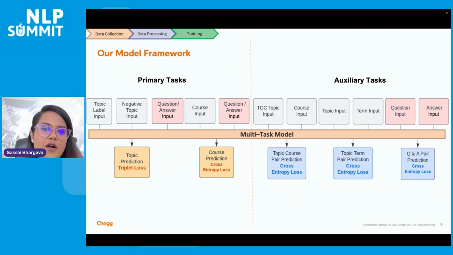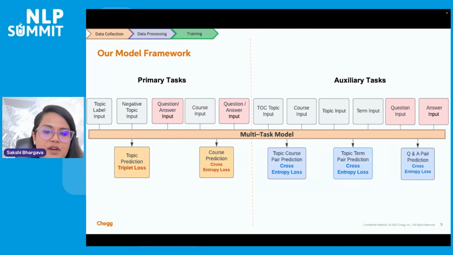Now moving from data collection to model training, this is a comprehensive view of our model framework. The model, as you can see, is trained for multiple tasks here. There are a few primary tasks which we are targeting, and there are a few auxiliary tasks. One of the primary tasks is course prediction: given a question or answer text, or the front of the card or back of the card text, predict the course classification. This is a multi-class classifier with a cross entropy loss.